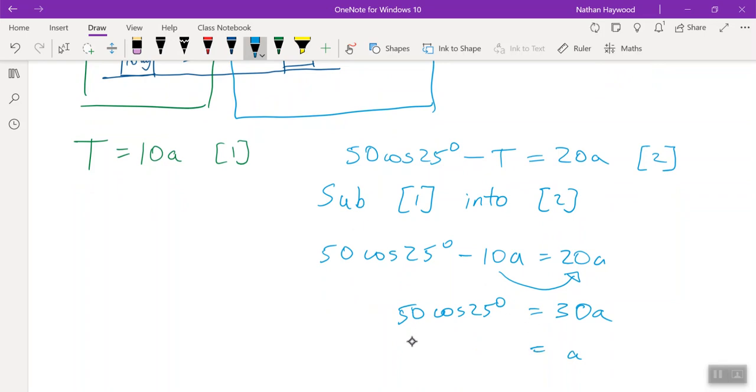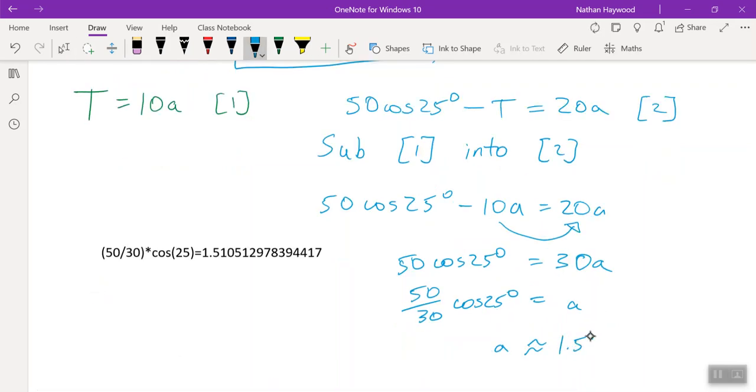A equals 50 over 30 cos 25. Type that into your calculator. Approximately 1.5105 meters per second squared.